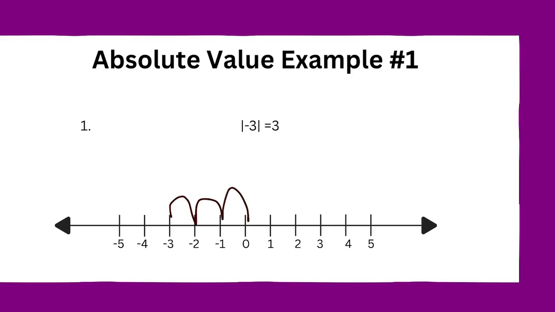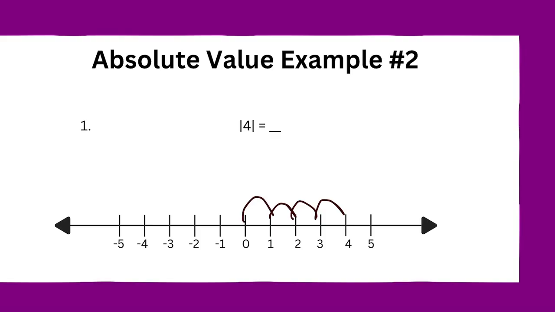Alright, let's look at another example. So I have the absolute value of 4. I want to see how many bunny hops it takes me to get to 0, which is going to get me to my absolute value of 4. So I take one bunny hop, and that gives me 3. Another bunny hop, which gives me 2. A third bunny hop, which gives me 1. And a fourth bunny hop, which gives me 0.